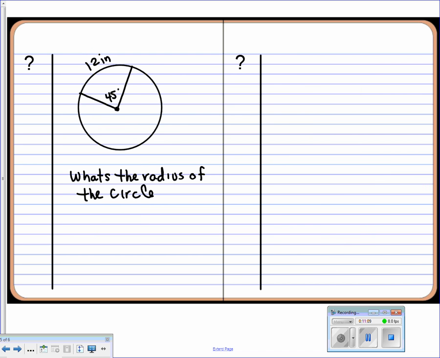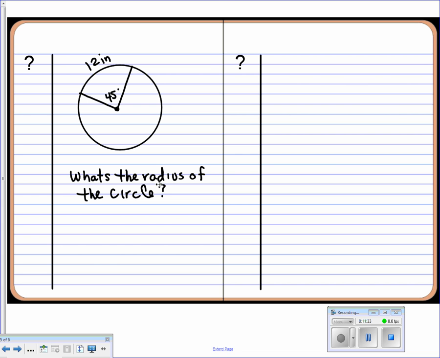Okay. So I just want to talk briefly about this kind of problem that we have here. Here we're given the arc length, 12 inches. You can tell it's not in degrees, so that's the arc length. I'm given the central angle, which is 45 degrees, which means that the arc measure is 45 degrees as well. What I'm missing is the radius, and that's what they're asking me to find. What's the radius of the circle?